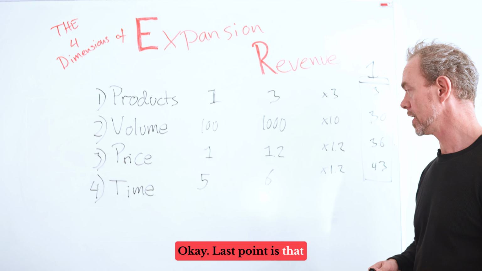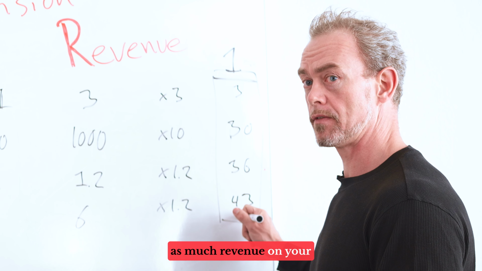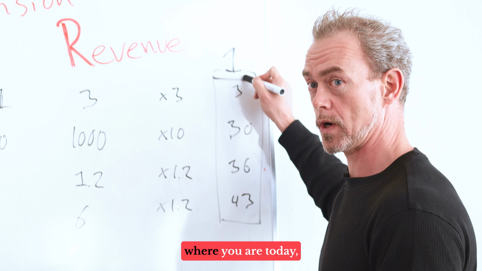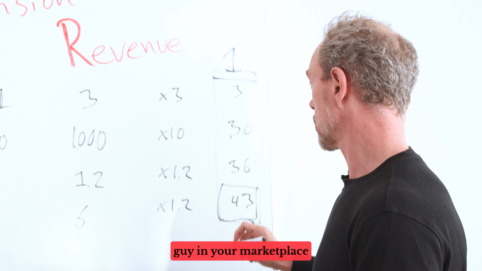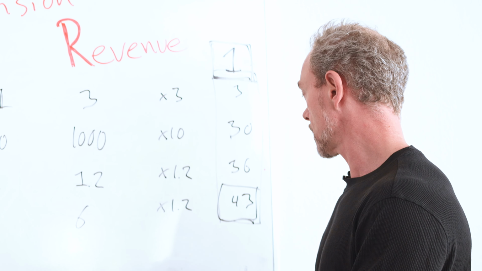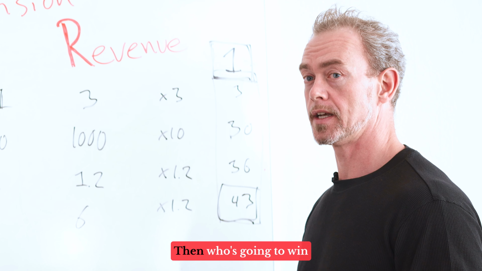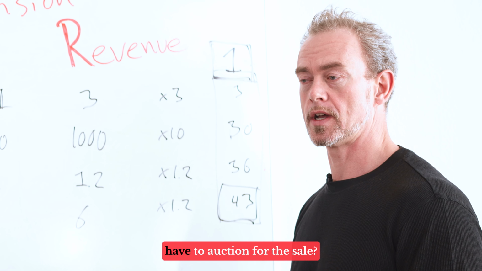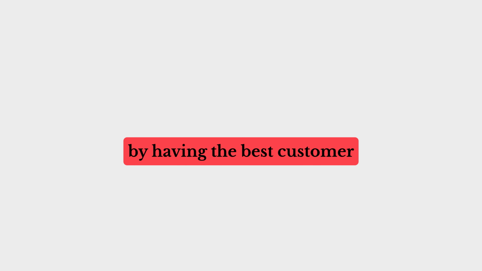Okay, last point: if you bring in 43 times as much revenue on your customers compared to where you are today, let's say you're this guy in your marketplace and your competitor is this guy in your marketplace, that means your lifetime value on your customers is 40 times larger than your competitor's. Then who's going to win that account when you have to auction for the sale? That's how you win a market. You don't win a market by having really, really efficient customer acquisition cost. You win the market by having the best customer lifetime value.